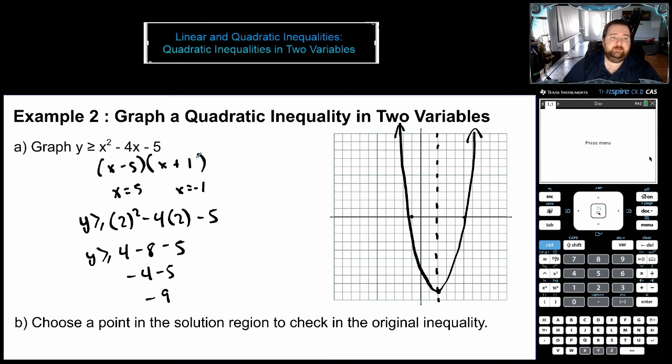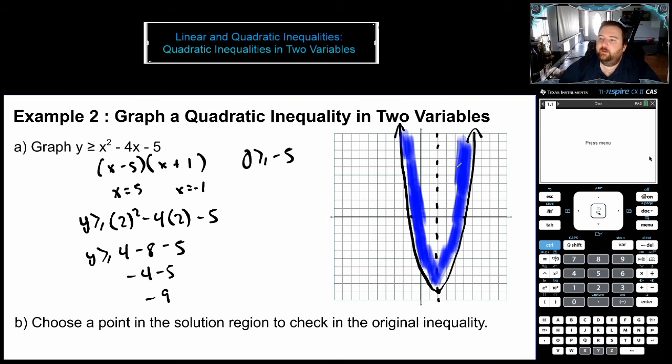So we can test that point, 0, 0. Let's go ahead and do that. So is y greater than or equal to negative 5? This one's easy, right? Because you put in the 0 here, that's 0 and 0. So all that's left is the negative 5 here. And of course, this is a 0, not y. Is 0 greater than or equal to negative 5? Yes, it is. So that means that this point right here is part of my solution region, which means I'm going to shade inside my parabola.